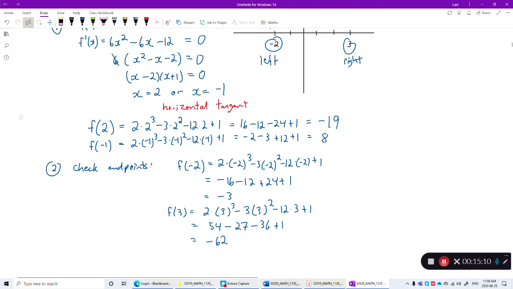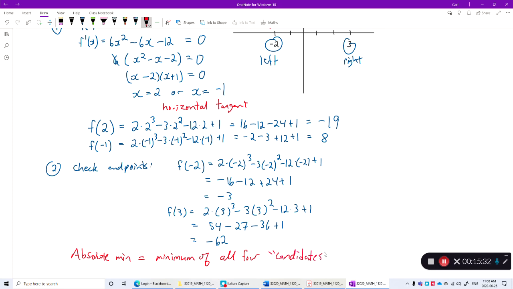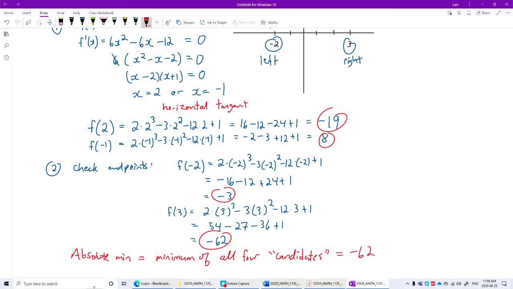Okay, so what we see is that the absolute minimum is going to be the lowest of all of these. It's the minimum of all these numbers, of all four candidates. So that would be this one, this one, this one, and this one. So I'm going to double check that in a second, but it looks like it's negative 62.